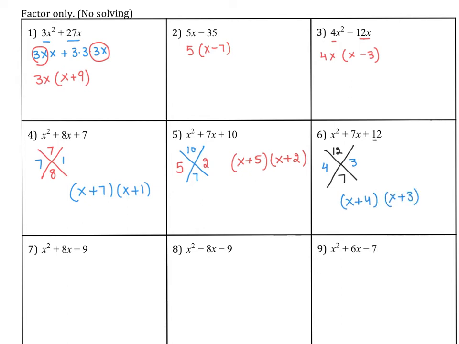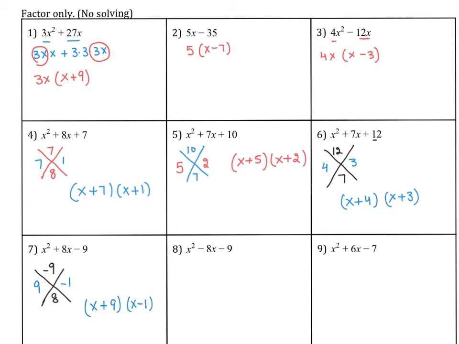Next is when you multiply you get negative 9 and when you add you get 8. The two numbers are going to be 9 and negative 1, because 9 plus negative 1 is 8 and 9 times negative 1 is negative 9. So the factors are x plus 9 times x minus 1.